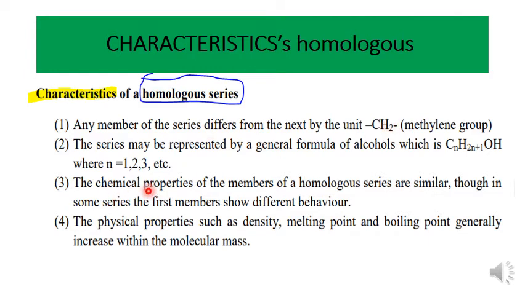Also, members of a homologous series have similar chemical properties, although the first member may show different behavior while the others show similar properties. Also, physical properties such as density, melting point, and boiling point generally increase as molecular mass increases. You understand?